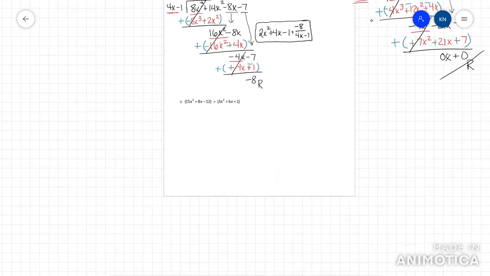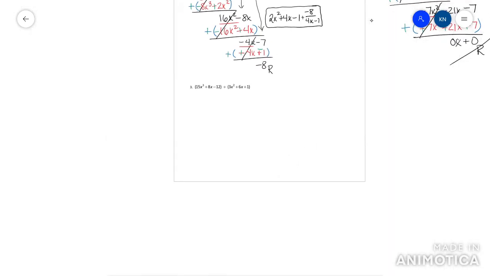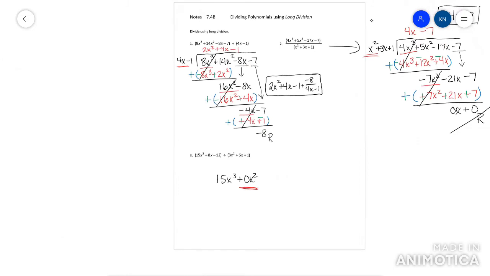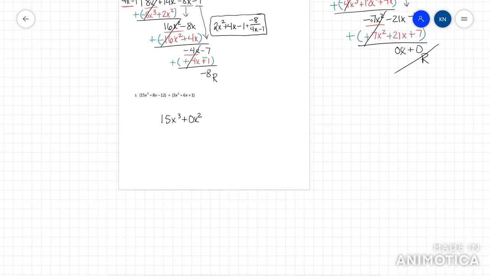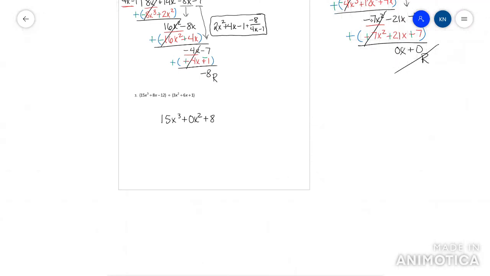All right, this last one. The first thing I see when I look at it is they skipped x squared. When you write it, you cannot skip x squared. So it's going to look like this, 15x cubed plus you have 0x squareds. If you don't do this right here, it's over. So keep that in mind. All right, and then I had plus 8x minus 12 being divided by 3x squared plus 6x plus 1.